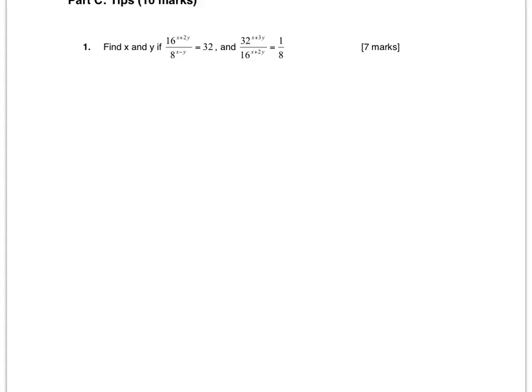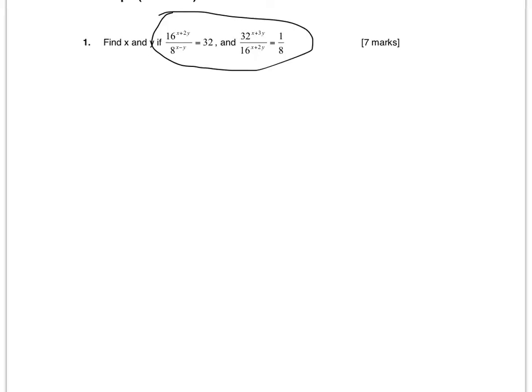The next question is to find x and y if these two equations are given here. First of all, 16 can be written as 2 exponent 4, so the first equation can be written as 2 exponent 4. Since we have exponent x plus 2y, I'm going to use power to power and multiply the exponent, so it's going to be 4 times x plus 2y. Divided by 8, which can be written as 2 exponent 3, so this is 2 exponent 3 times x minus y is equal to 32. 32 is 2 exponent 5.